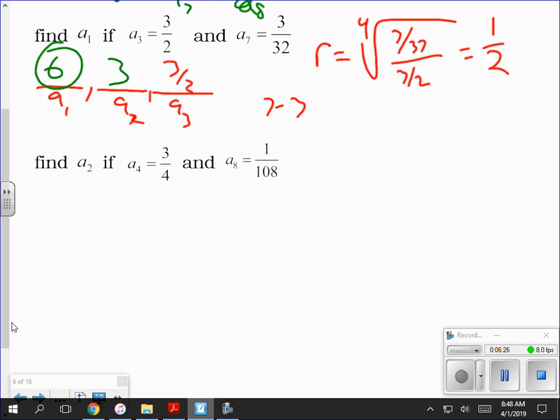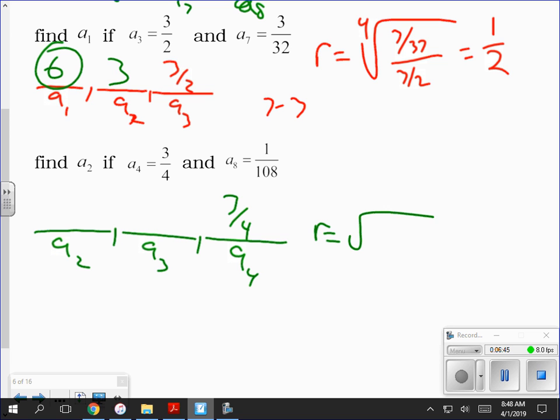So the next one, I'm looking to find the second term, and I'm given the fourth term. So here I need to find r. R equals a root of 1 over 108 divided by 3/4. And what root am I taking? 8 minus 4 is 4. Fourth root. Makes it easy.